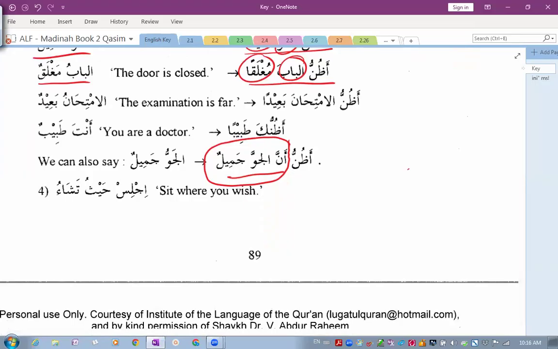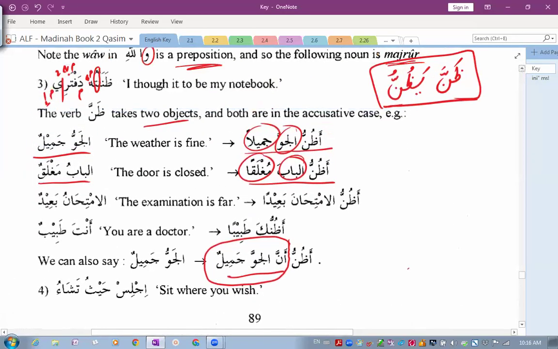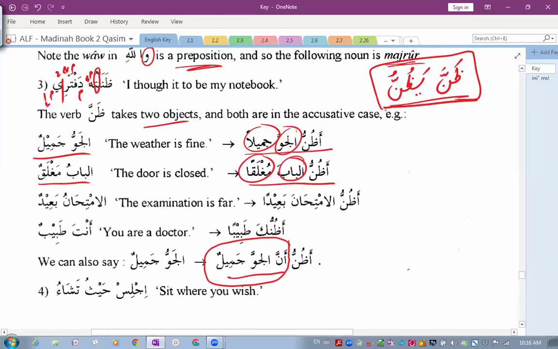Okay, so what did we learn in this point is that we learned a new verb, which is zanna yazunnu, to think, and this verb can take more than one mafulun bihi, which is two mafulun bihis. Yes, brother. So it does not need two mafulun bihi all the time. It can take two mafulun bihis. If it has one mafulun bihi, that will be a sentence, and that sentence we say is taking the place of two mafulun bihis.